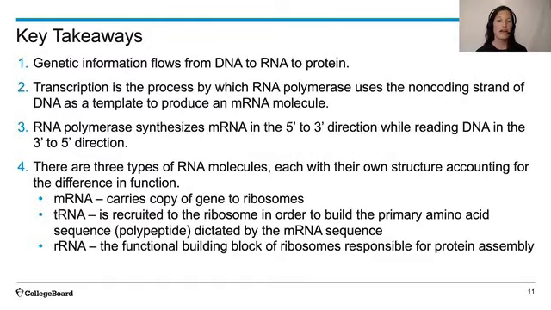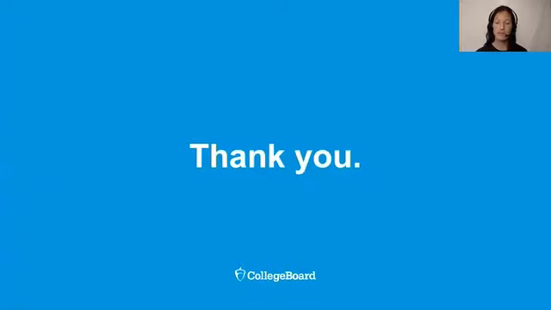So the mRNA carries the copy of the gene to the ribosomes. tRNA is recruited to the ribosome in order to build the primary amino acid sequence or polypeptide as dictated by that mRNA sequence. And lastly, we have rRNA, or the functional building blocks of ribosomes, which are responsible for that ultimate protein assembly. So hope that helped clarify some topics for you.